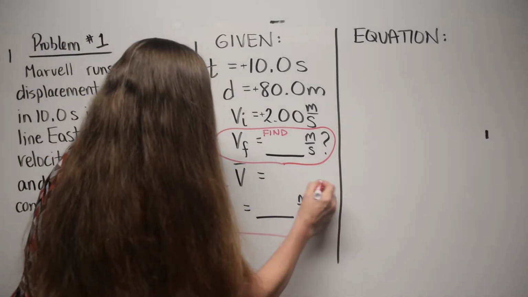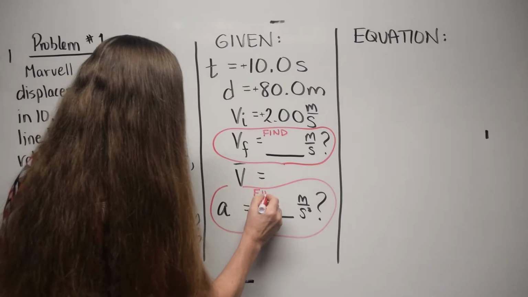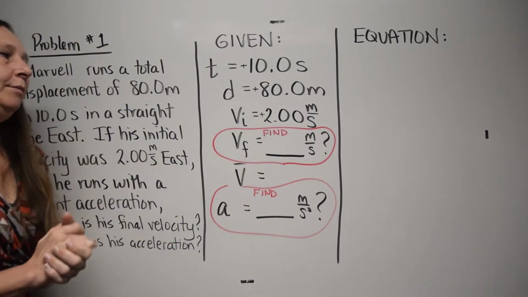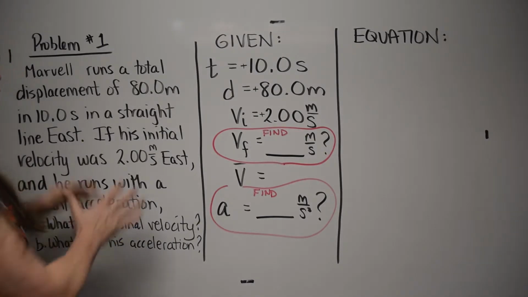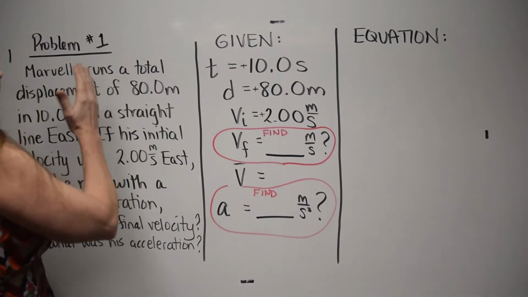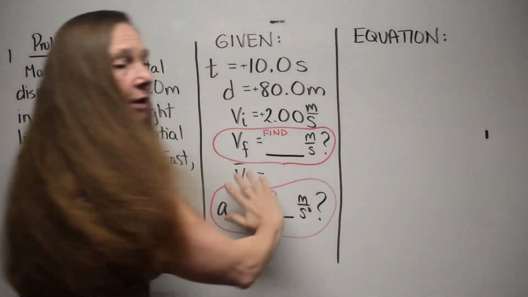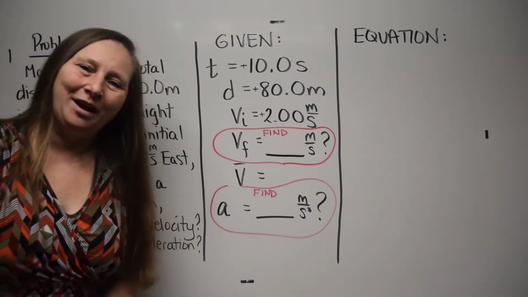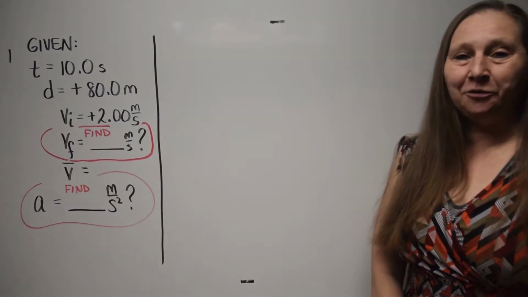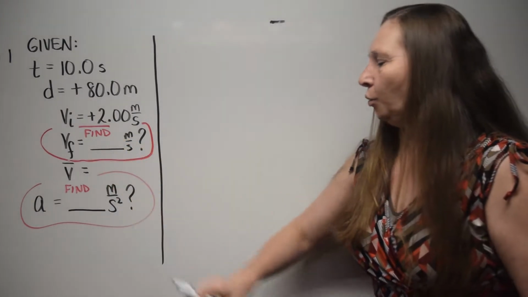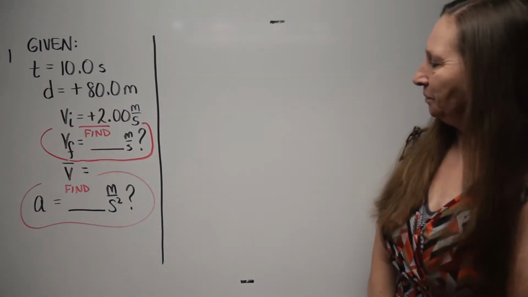Now, what I'm going to do is erase the problem so that I can shift the givens over here, and we have all this room on the board to work out the answers using several equations. So let's start figuring out the answers. What was his final velocity and what was Marvell's acceleration?